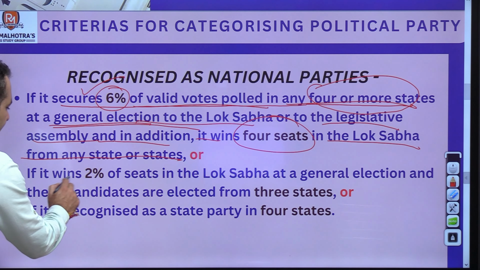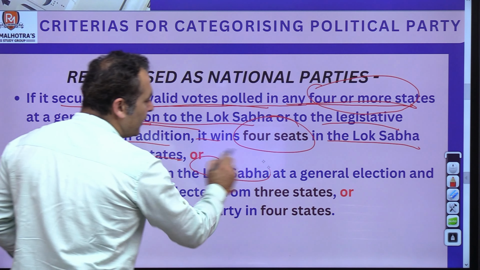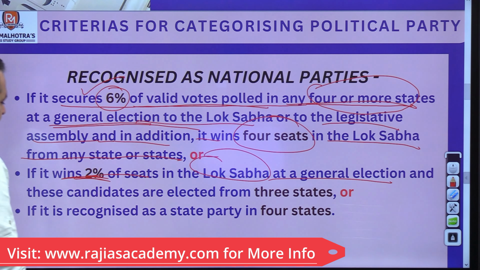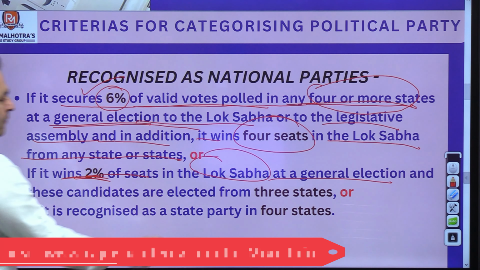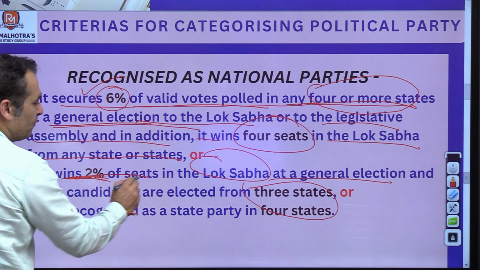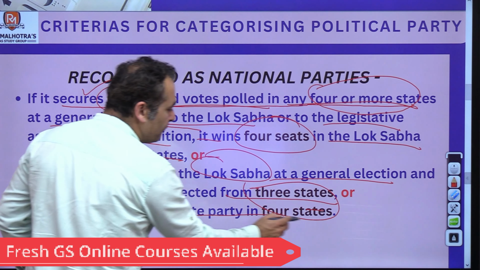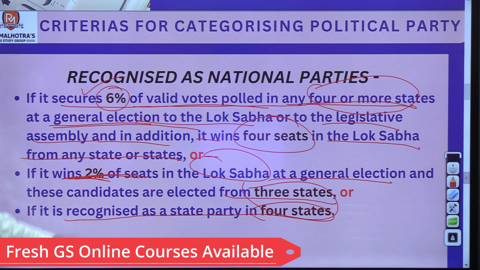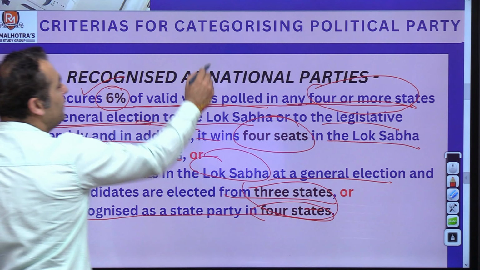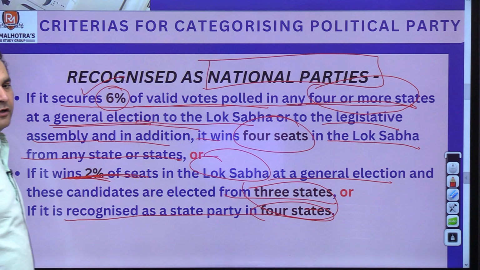Or if you win 2% of seats in Lok Sabha at the general election and these candidates are elected from 3 states, so 2% seats from 3 states, and there is yet another criteria: if it is recognized as a state party in 4 states. So on these 3 bases a party can be recognized as a national party.